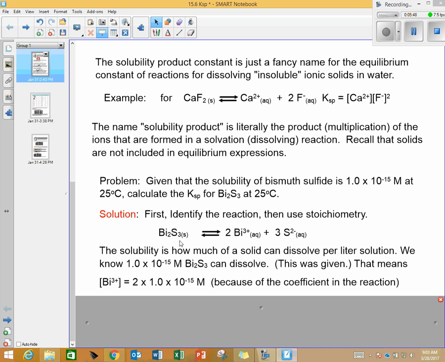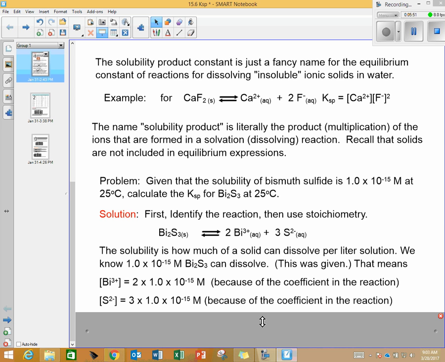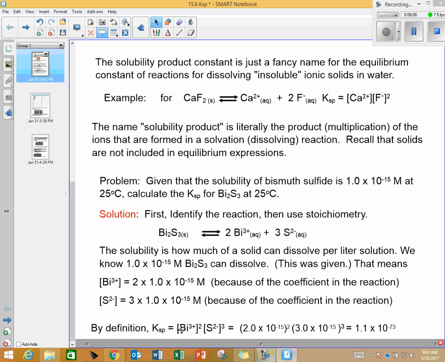There's always a 1 in front of the solid, so we're just doing stoichiometry to convert to each ion, what would dissolve for each ion, how much would dissolve. So notice the sulfide has 3 times the solubility because there's a 3 here. And the definition of the K would be bismuth 3+ squared times sulfide cubed. So we just take these numbers here, plug them in, and put that in our calculator, and my goodness, that is a tiny KSP. Very, very tiny.